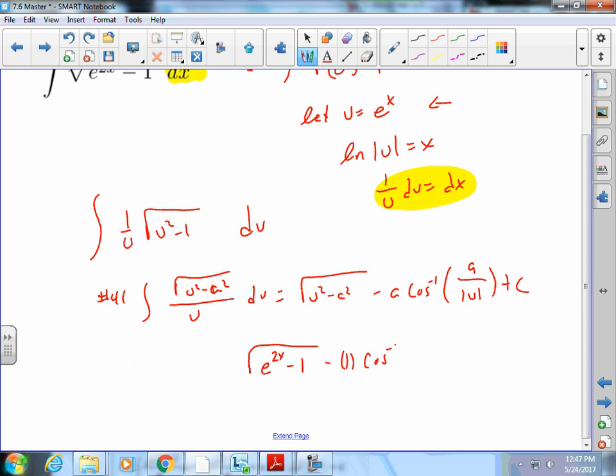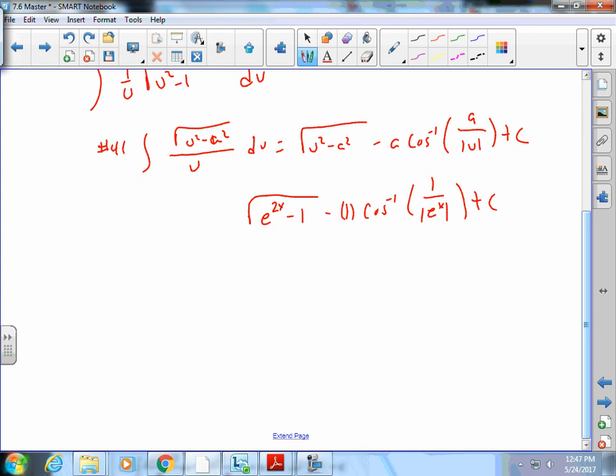Arc cosine 1 over the absolute value of e to the x. But e to the x is always greater than 0, so I don't really need the absolute value sign. Plus a constant. I'm going to get rid of that 1 there. So my final is e to the 2x, subtract 1, minus arc cosine.